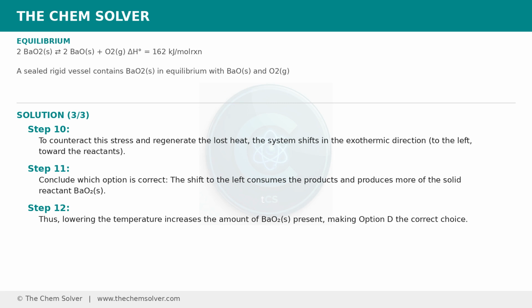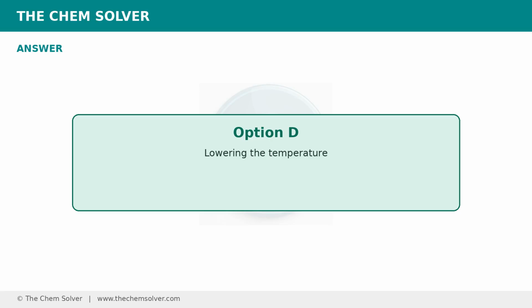Conclude which option is correct. The shift to the left consumes the products and produces more of the solid reactant BaO2. Thus, lowering the temperature increases the amount of BaO2 present, making option D the correct choice. The correct answer is option D, lowering the temperature.